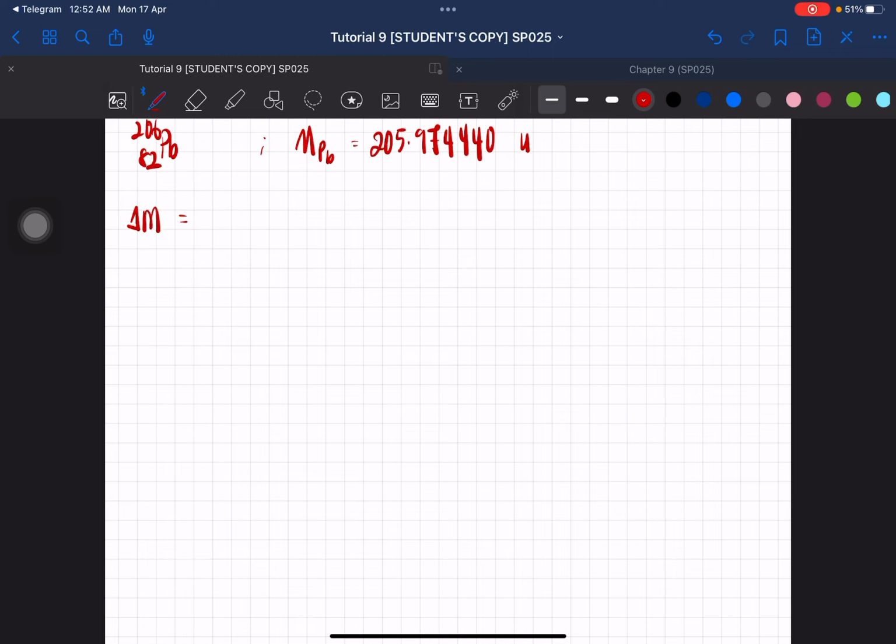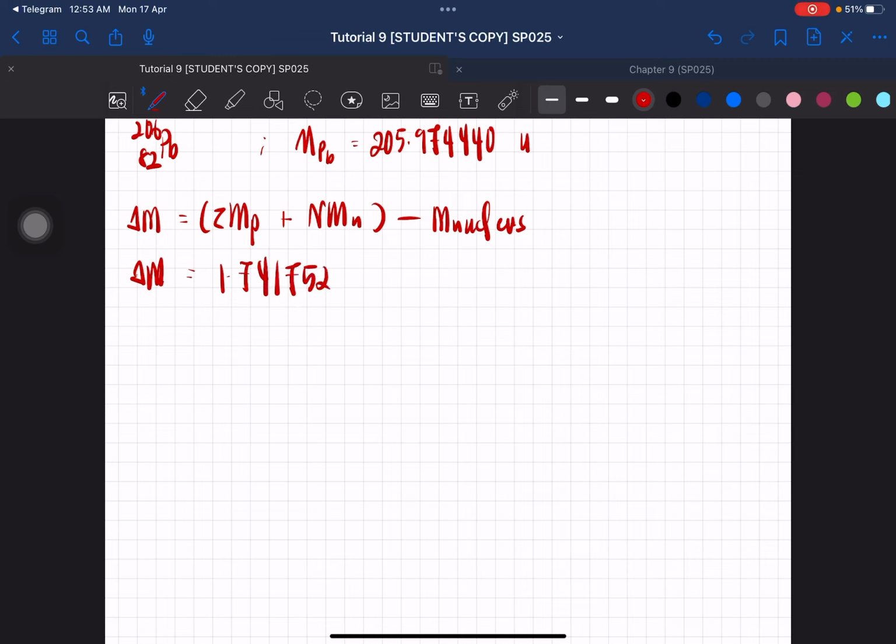So this is ZMP and MN minus mass of nucleus. So this is really similar to the previous one. I'm just gonna quickly give you the answer lah. You'll have 1.741752 U. Okay, so remember how to do the mass of nucleus lah. I'm just gonna write it here lah. So it's gonna be the molar mass of plumbum or lead minus dengan Z darab dengan mass of electron. Okay, this is how you calculate the mass of nucleus.